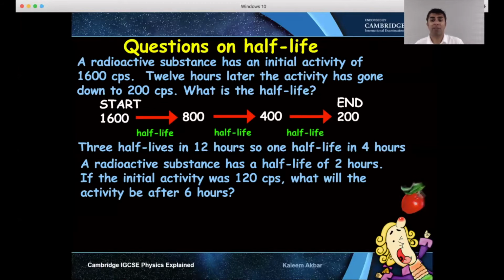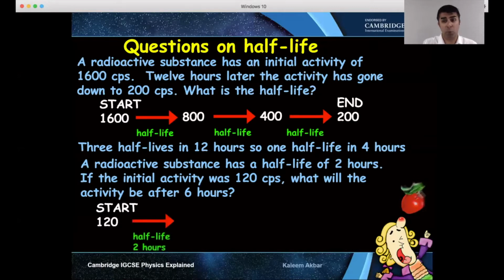Now we know the half-life is 2 hours, yet the total time is 6 hours. How many times does 2 hours fit into 6? It fits 3 times. So how many half-lives do we have? Well, we have 3 half-lives. And what you're supposed to do is take the 120.